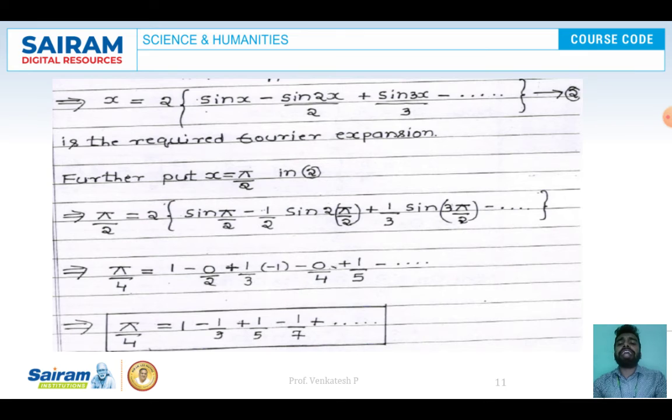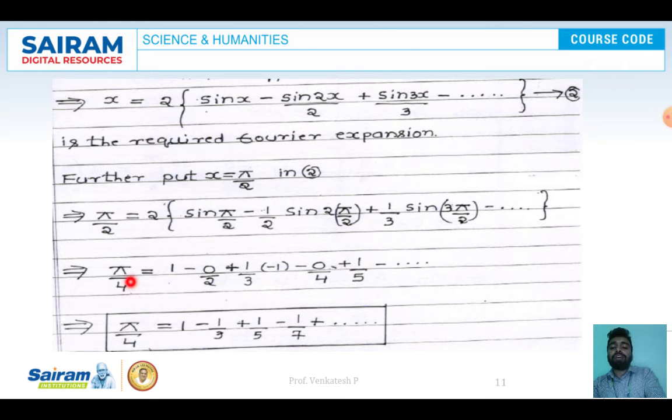To find the next part, I am going to replace x equal to pi by 2. In the above expression, I will be replacing x equal to pi by 2. After putting x equal to pi by 2 on both sides, I got pi by 2 equals 2 into [sin pi by 2 minus sin 2 pi by 2 over 2 plus sin 3 pi by 2 over 3]. So we got this expression, and after replacing this value, it becomes sin pi, and as you know, sin pi is 0. So we got the equation like this.